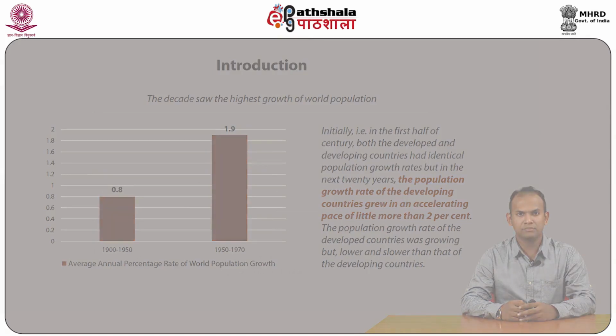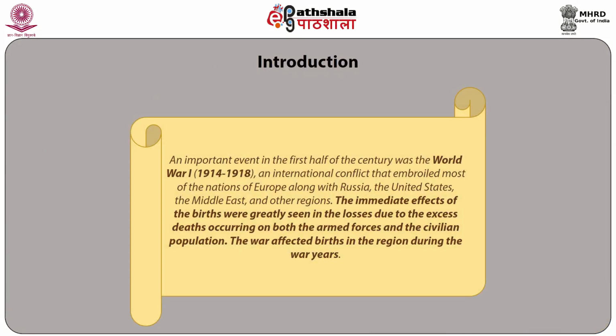The population growth rate of developed countries was growing, but lower and slower than that of the developing countries. An important event in the first half of the century was World War I, which lasted from 1914 to 1918. It was an international conflict that embroiled most of the nations of Europe, along with Russia, the United States, the Middle East, and other regions. The immediate effects on births were greatly seen in the losses due to the excess deaths occurring in both the armed forces and the civilian population.